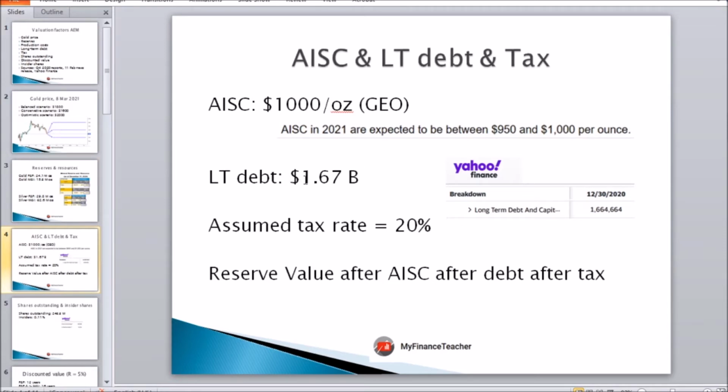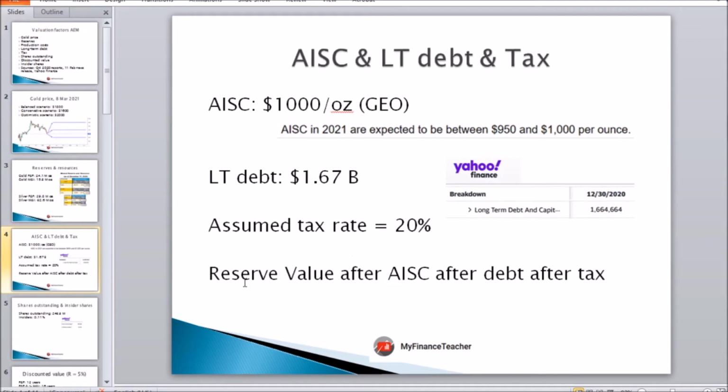The company has nearly 1.7 billion in debts, so that's a pretty large debt. And here I assume a tax rate of 20%. In reality, the guidelines for 2021 expect a tax rate of around 34%, but as my valuations, in my opinion, lean towards the conservative side, in all of these valuations, for now at least, I'm going to stick to the assumed tax rate of 20%.